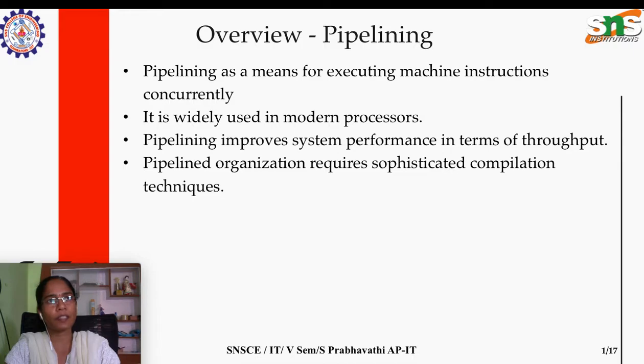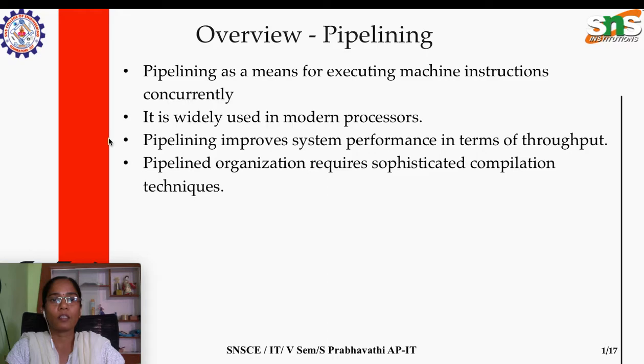So pipelining, I think we have covered earlier in our first unit. What pipelining is, it's nothing but overlapping of the instructions so as to execute more instructions in a given clock cycle. Formally, it's defined as a means of executing machine instructions concurrently. Concurrently in the sense overlapping the instructions. When we overlap, we could execute more instructions. In this way, we could increase the speed of the program.